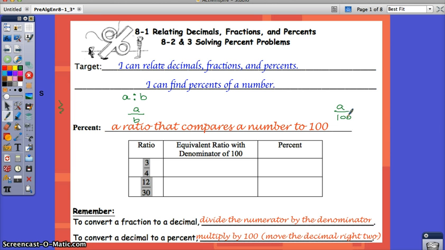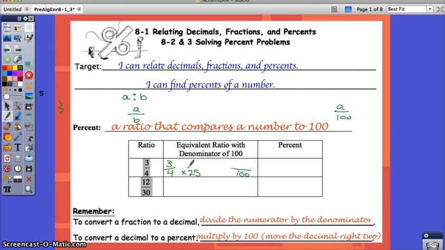So if we have a ratio or a fraction and we want to convert it to a percent, we really want to think about what the equivalent ratio is with a denominator of 100. When I look at this first fraction, 3/4, one way to get the percent would be to get the denominator to be 100. If you're starting with 3/4 and you want to end up with something out of 100, what would you do to 4 to get 100? You could multiply by 25.